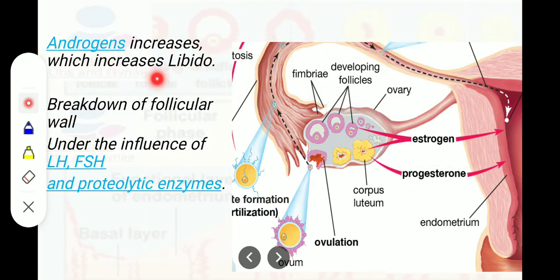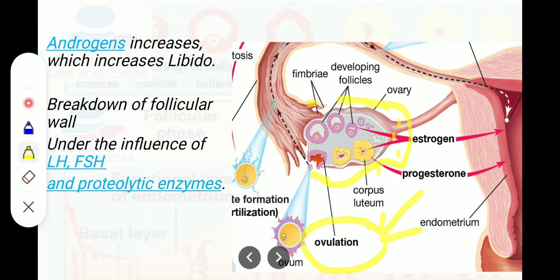So this is a time of maximum fertility, that is about 13 to 14 days, when also the androgen level increases and it causes the increased libido. Now, the breakdown of the follicular wall occurs under the influence of LH, FSH and proteolytic enzyme. That is a very important exam question as well: what causes the breakdown of the follicular wall? That is under the influence of LH, FSH and proteolytic enzyme, and that results in ovulation.